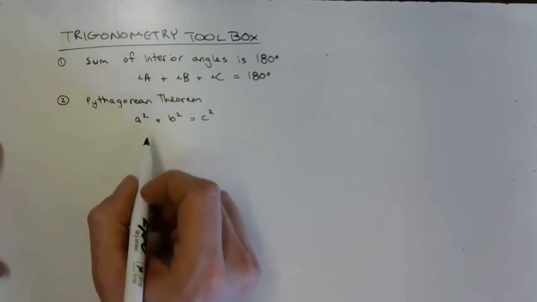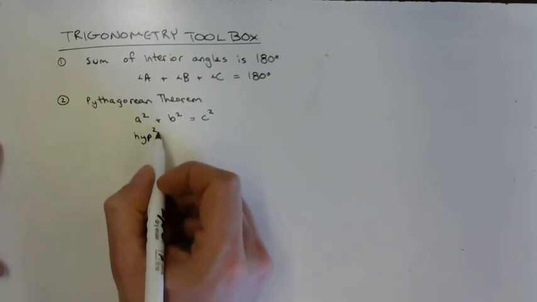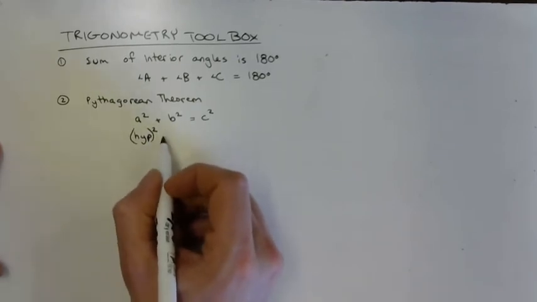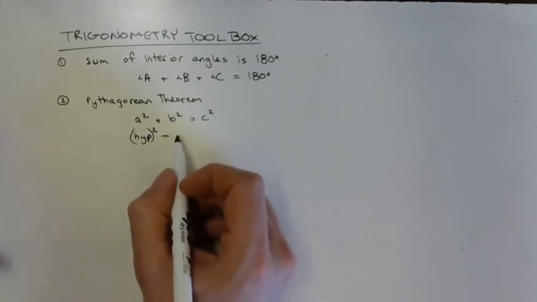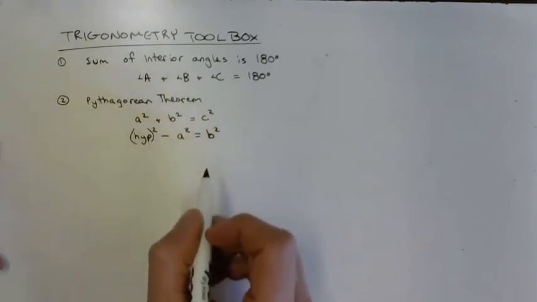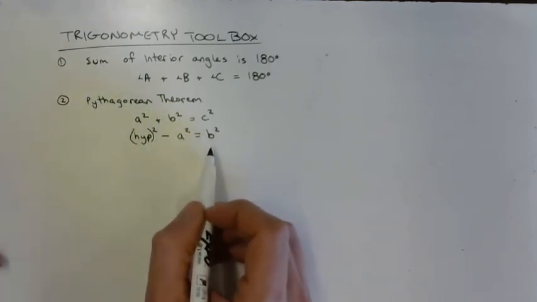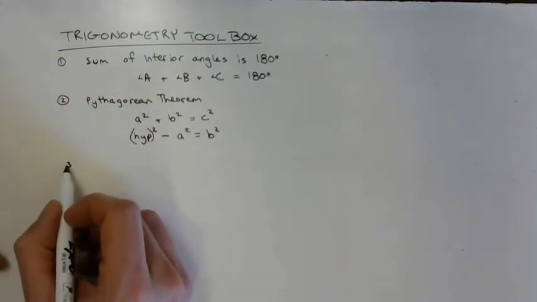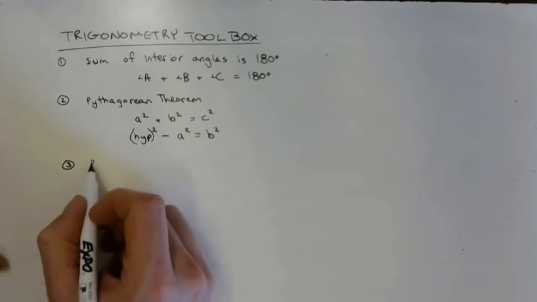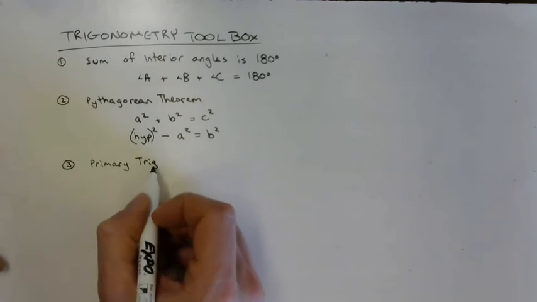Okay? You can rewrite this a different way. If you knew the hypotenuse, you could take the hypotenuse squared and subtract either of these legs, so a squared, and that would equal b squared. So always remember you're doing this part first, then at the end you're taking the square root of something. Okay, good. Third tool in your toolbox: primary trig ratios.